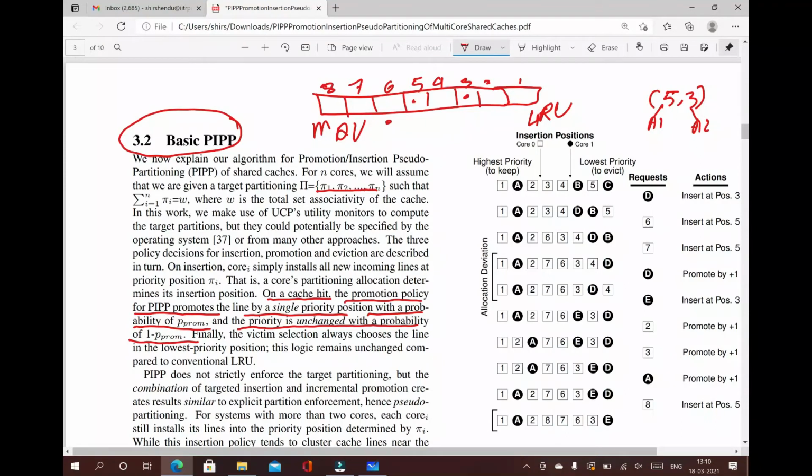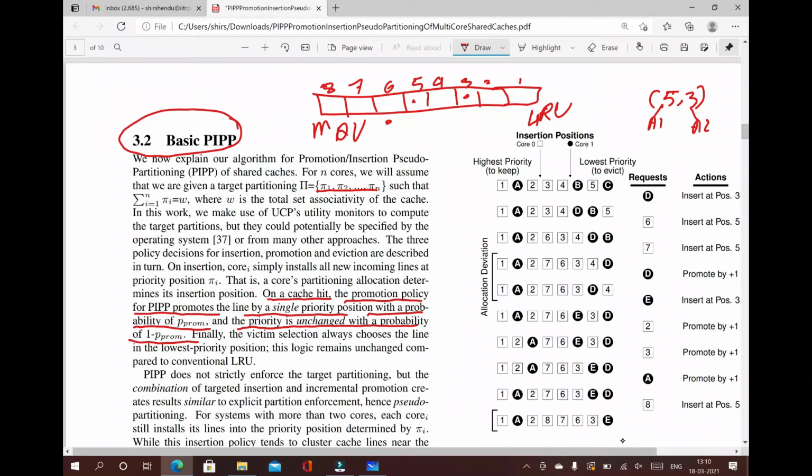UCP says every time you cannot remove the LRU. I hope I have explained it right. If by removing LRU the partition is not maintained, then maybe you will not remove LRU, you will remove something else from the set. But here they are saying no, every time we remove the LRU block, but we change the insertion policy, and insertion will be based on the partitioning values. Okay, so this is an example based on this one.